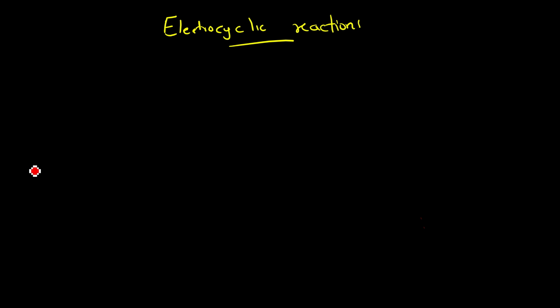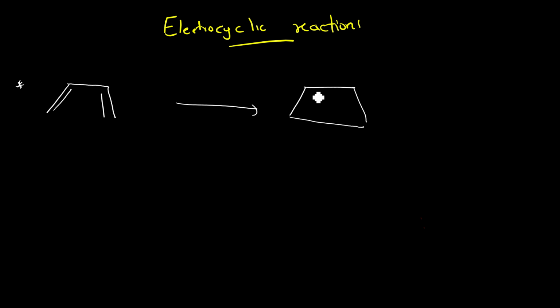Now, to discuss conrotatory and disrotatory, let's take an example. Here we have a reaction. This is a ring closure reaction. As you can see, this is our alkene, and after the reaction we have a structure like this. Now you can see the ring has closed. There are several ways we can assume the reaction can take place.